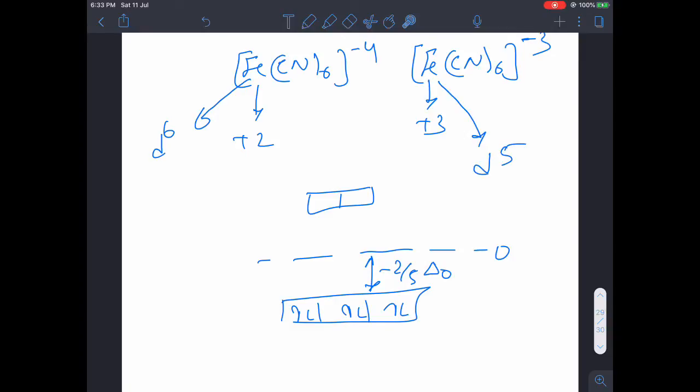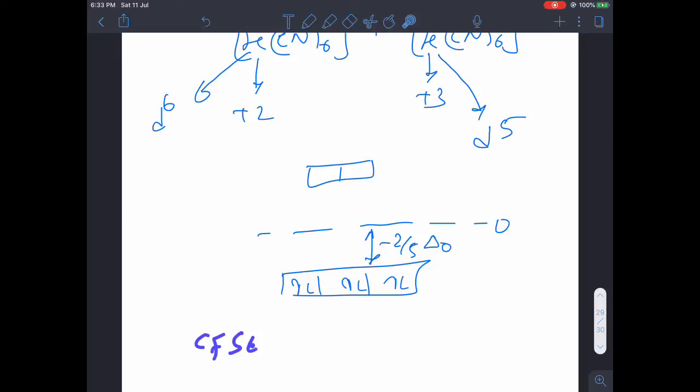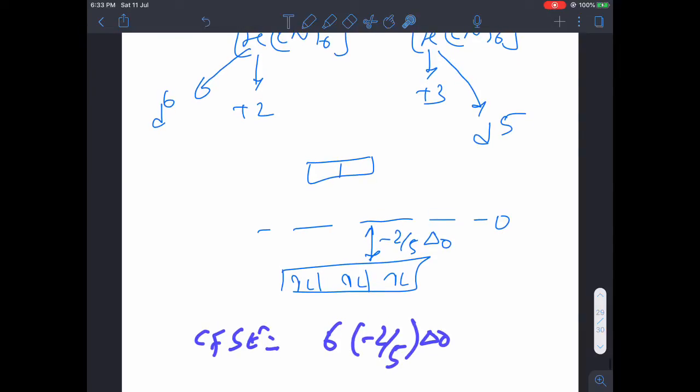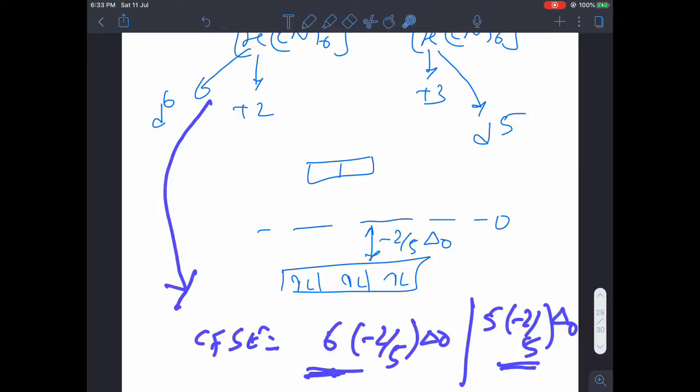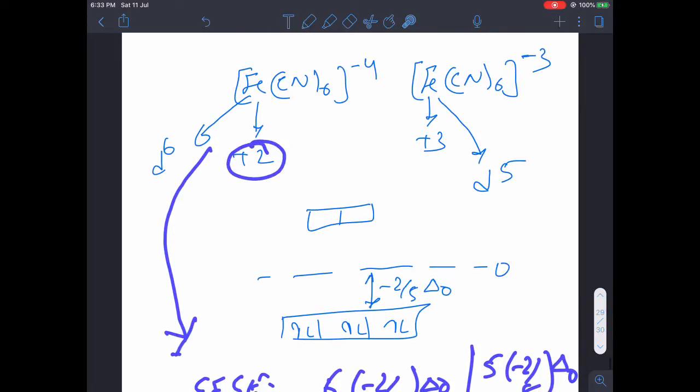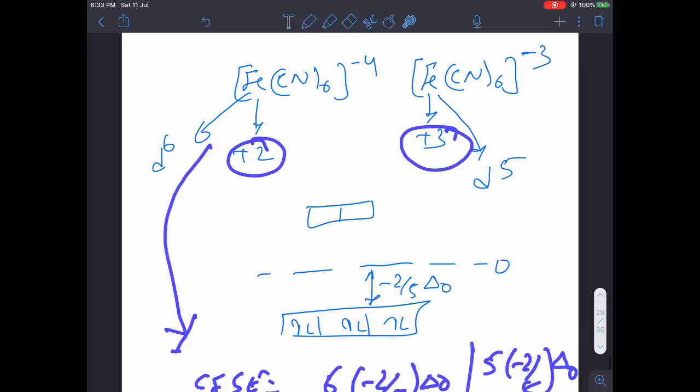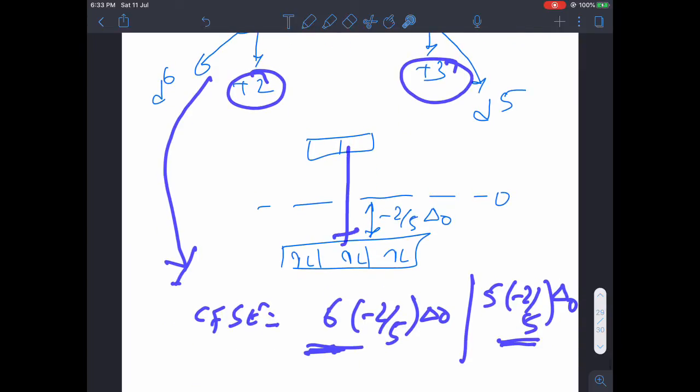So now tell me, in one case the CFSE value will be how much? CFSE will be 6 multiplied by minus 2 by 5 delta O. In the other case it will be 5 multiplied by minus 2 by 5 delta O. Apparently it seems that this value is lower, that's why it should be more stable, but the reality is that by increasing the oxidation number of the central metal ion from +2 to +3, the value of the splitting increases. I mean this goes to a higher level.